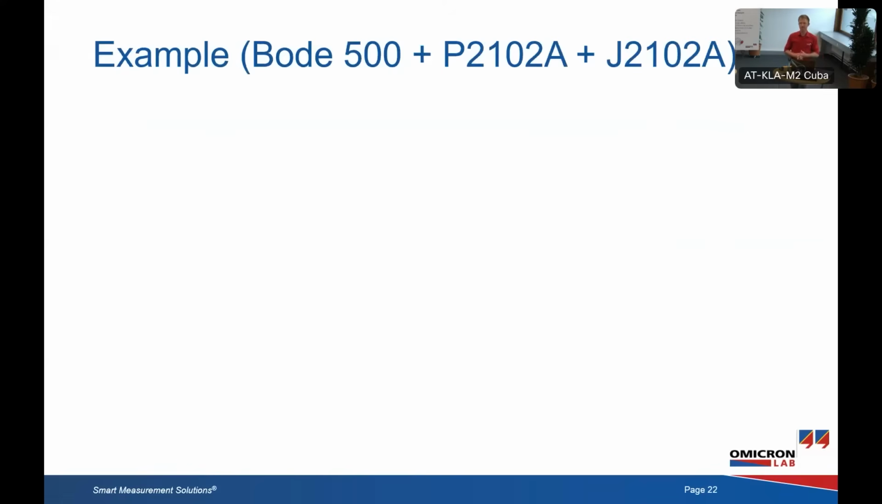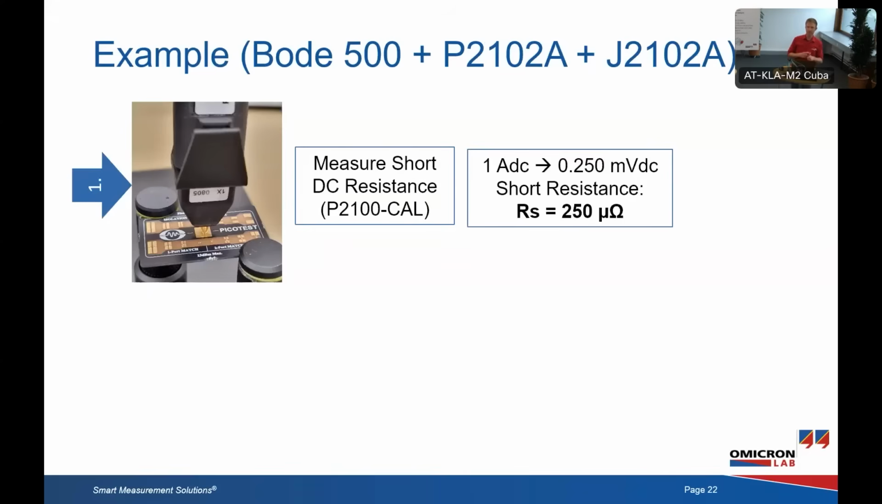An example of that measurement method is shown here. That's a Bode 500 with a 2-port probe and the J2102 common mode choke. The first step is to measure the short DC resistance. That's where I put the probe on the short pad of this Picotest calibrator, and I let 1 amp through using a lab benchtop power supply and measured a 0.25 millivolt DC voltage drop. That means the short has a DC resistance of 250 microohms.